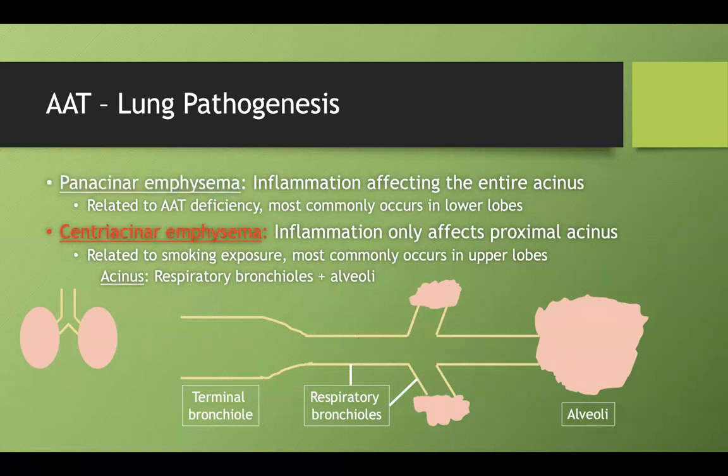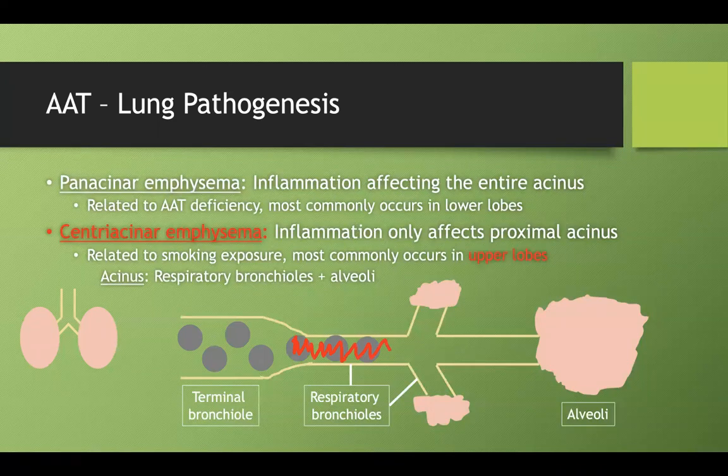Let's contrast that with centri-acinar emphysema, which only affects the proximal acinus. The reason this happens is that when you smoke, the carcinogens are small, but not small enough. So they're small enough to enter your terminal bronchioles. They're small enough even to make it to some parts of your respiratory bronchioles. But at some point, the lumen becomes too small. And so most of the damage you're going to find is going to be in the proximal portion of our acinus here.